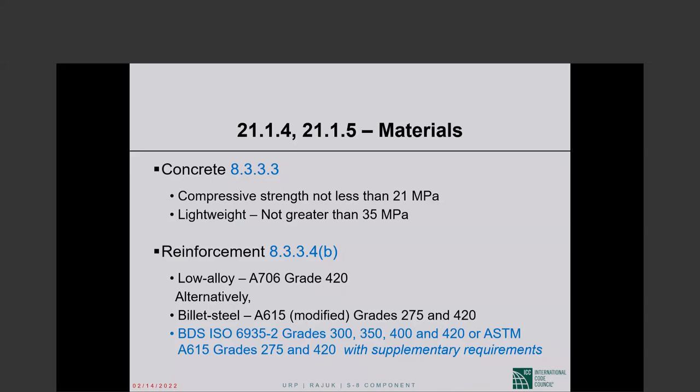In Bangladesh, most of the reinforcement is BDS ISO 6935-2, which comes in grades 300, 350, 400, 420. The higher grade of reinforcement that is in use in the country cannot be used as part of the seismic force resisting system in design category D.